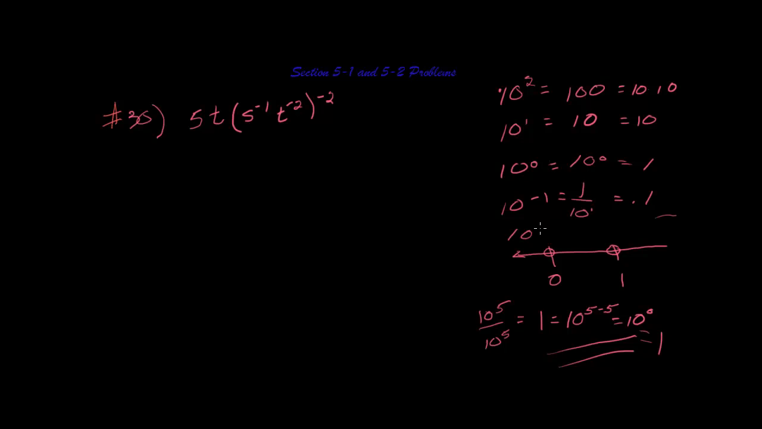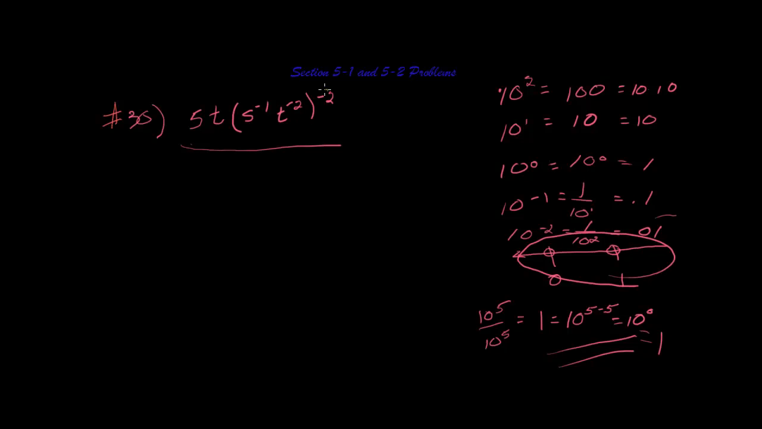I'm crowding myself here. 10 to the minus 2 is 1 over 10 to the 2, which is 0.01. And if, again, we look at our number line here, we're creating small numbers. Numbers between 0 and 1, not negative numbers. Okay, so that's a little bit of explanation of 0 and negative numbers in exponents. So let's work on this problem here. It's number 30, page 219.